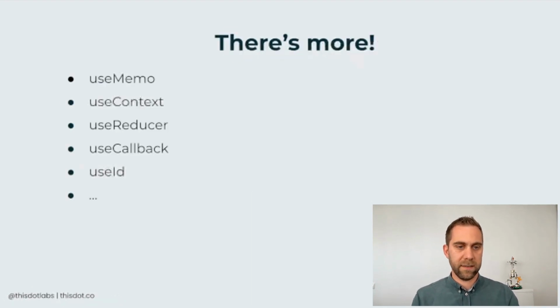And then there's one last slide to this module, because there are more hooks provided by React. These are use memo, use context, use reducer, use callback, and use ID. I think there's even more than that. These are not the generic hooks you're going to use in everyday development. The use state, use ref, and use effect are the three main building blocks you'll use every day, and we'll see in a lot of code bases.